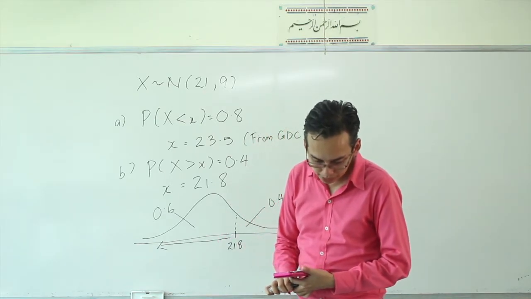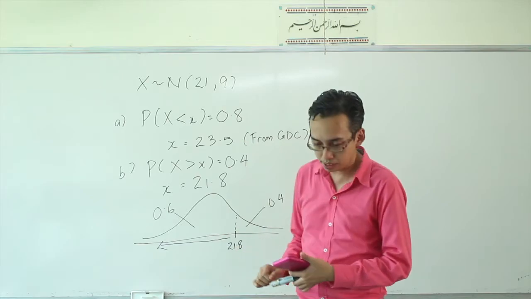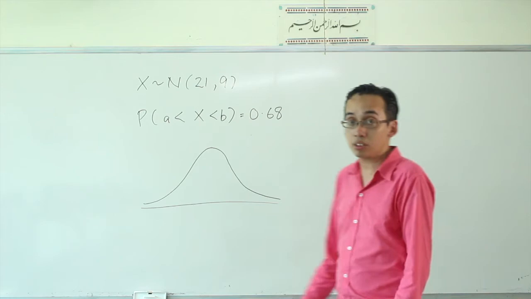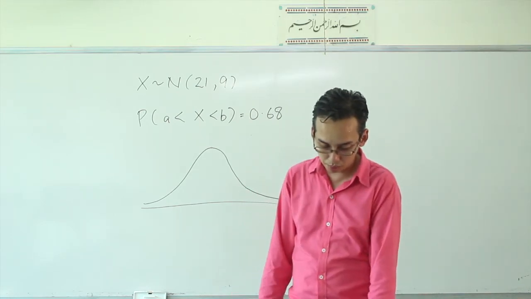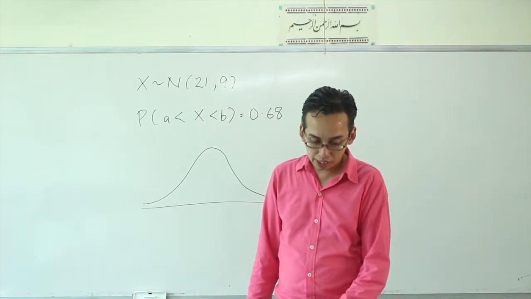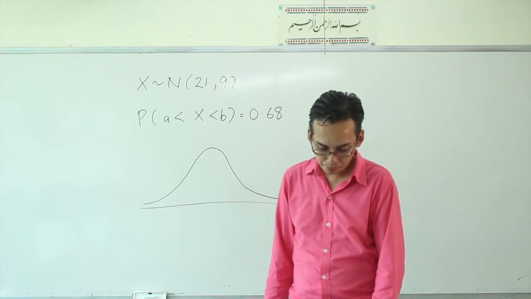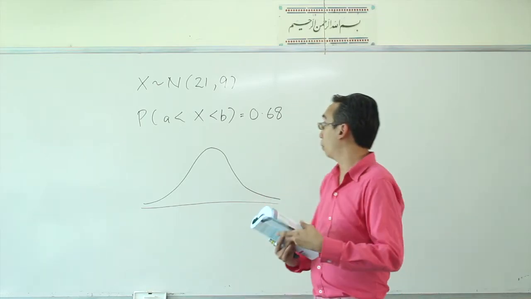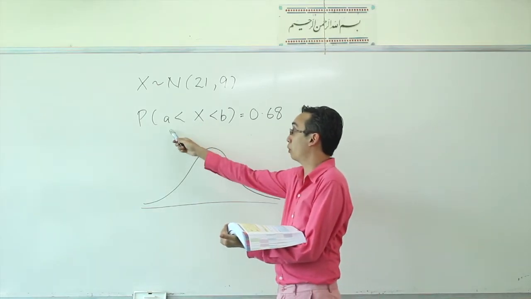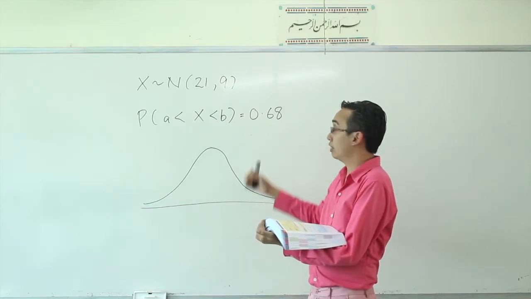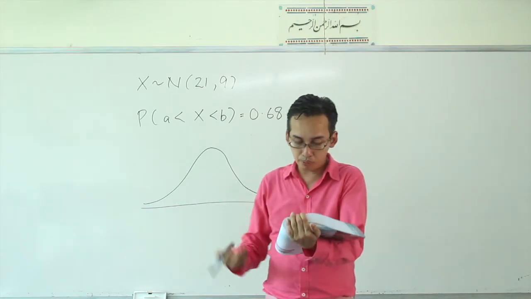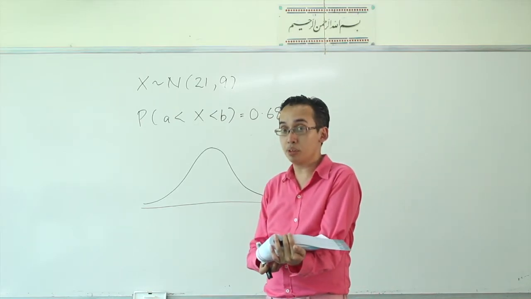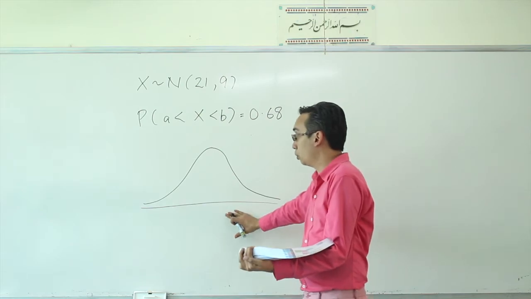For part C, I will have to erase everything first because it's a totally different question. We are still doing example 11, but question 2. Let's read the question first. Find A and B given that probability x is more than A but less than B is 0.68. But there is more information: A and B are an equal distance either side of the mean. So let's try to make sense of it.